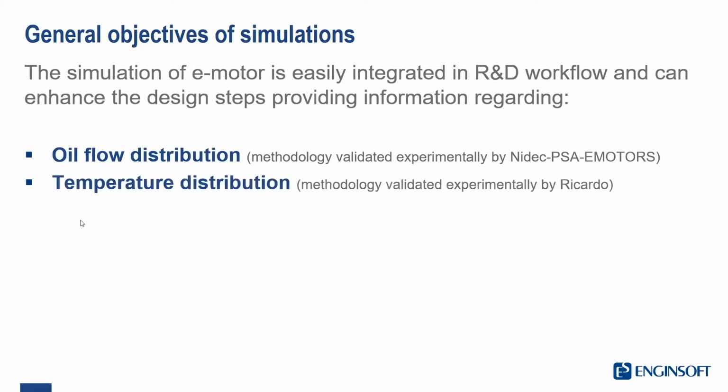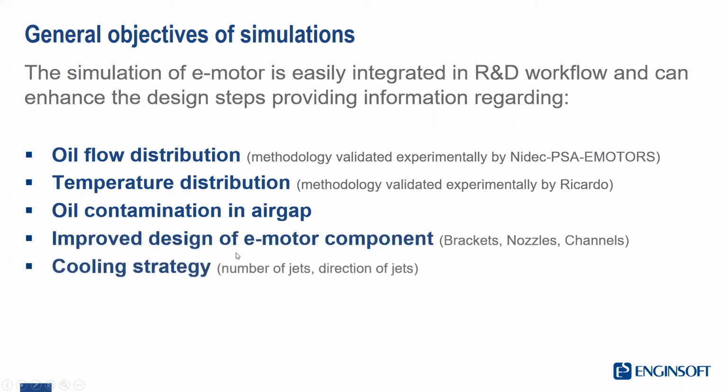In terms of the output that you can get from this methodology, there is the oil flow distribution inside the distributing channels. Of course, the temperature distribution in the e-motor is very important because a lot of materials in the e-motor, like magnets, will be affected by the temperature, and we have to control the temperature quite strongly. We can look at contamination of oil in the air gap, between the stator and the rotor. There can be some oil contamination, and that can cause power losses. We can improve the overall design and investigate the number of jets and the direction of jets. So there are a lot of things that can be done.